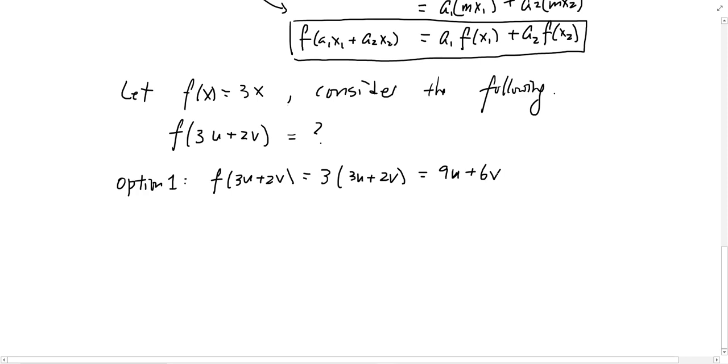And for most functions, that is the only option. You just do what the function asks you to do by plugging in the expression 3u plus 2v, and that's it. There's no other choice. But we now have an option 2.